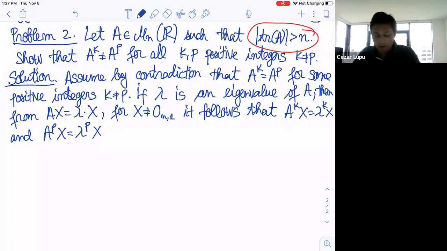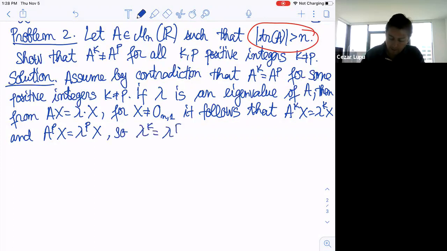And now, since you know that A to the power k is the same as A to the power p, it follows that lambda to the power k is the same as lambda to the power p, right? So if you take the absolute value, this implies that the absolute value of lambda to the power k is the same as the absolute value of lambda to the power p.